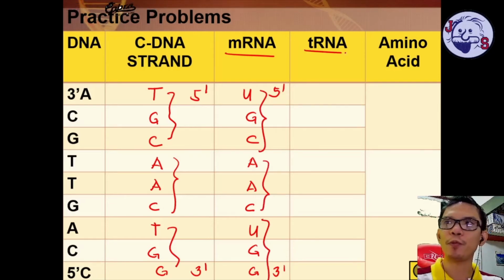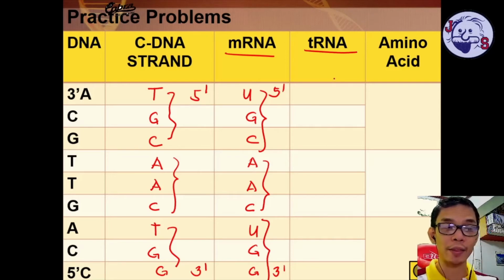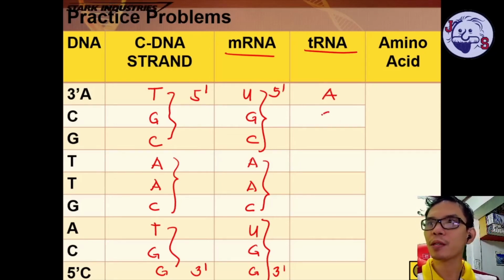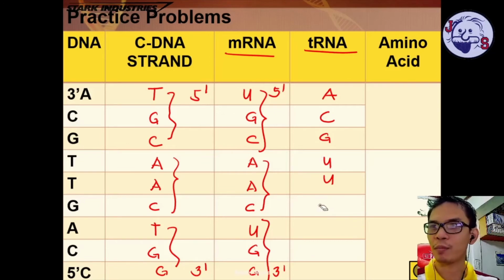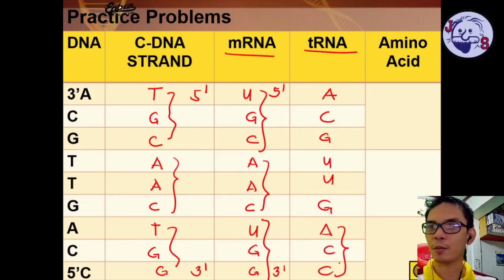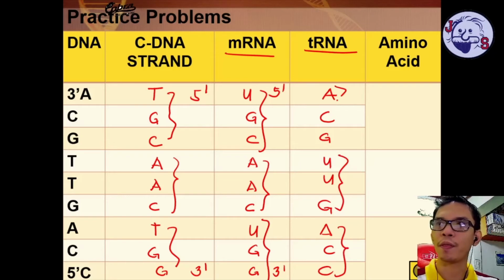Let's take a look at the tRNA, the anticodon of the mRNA. We have A, C, G, then U, U, G, and next A, C, C. Brackets for codons.